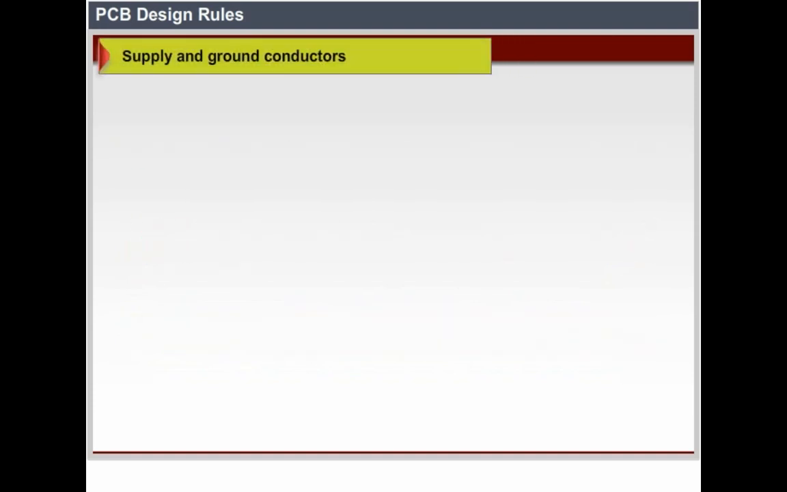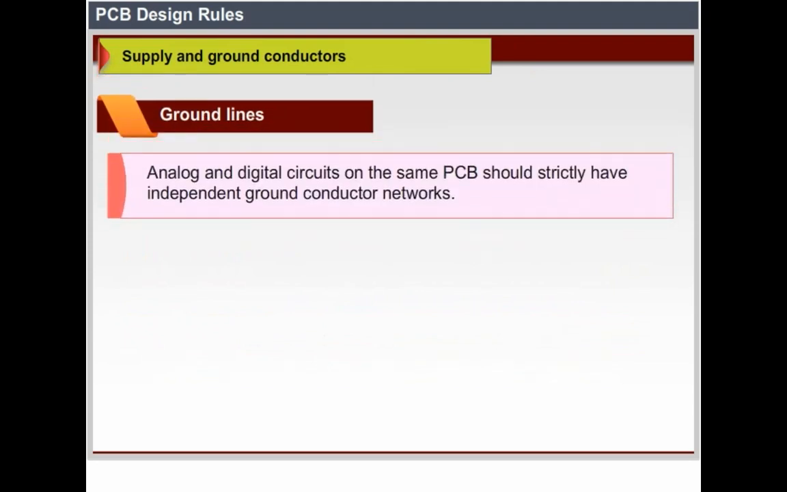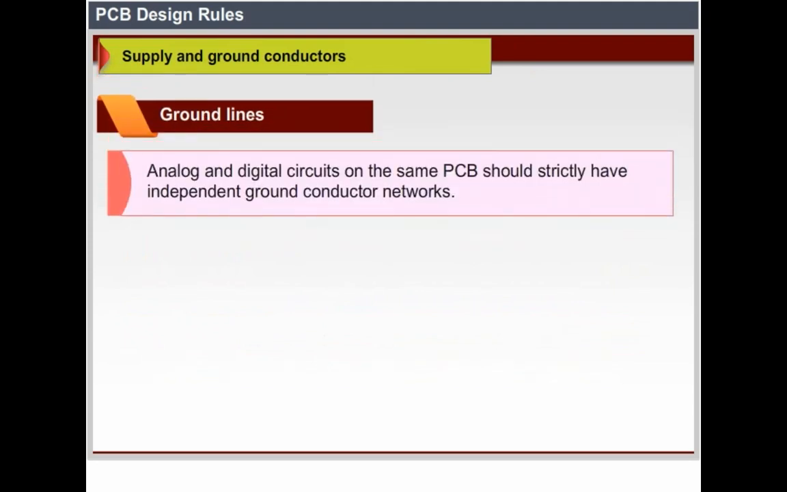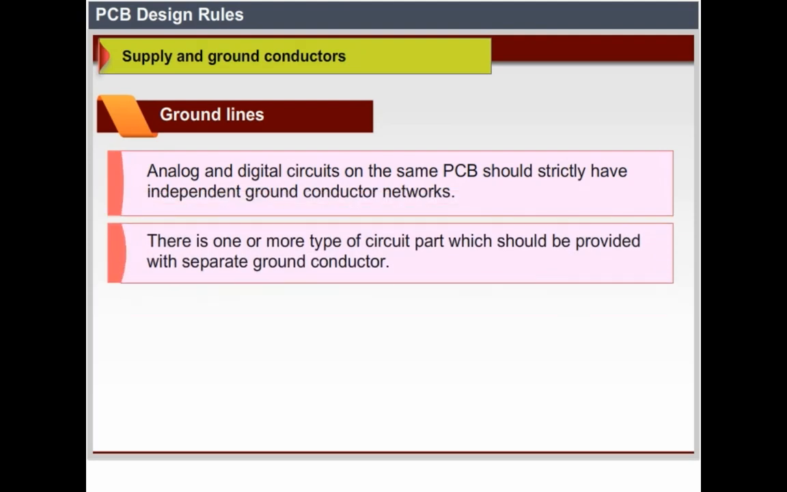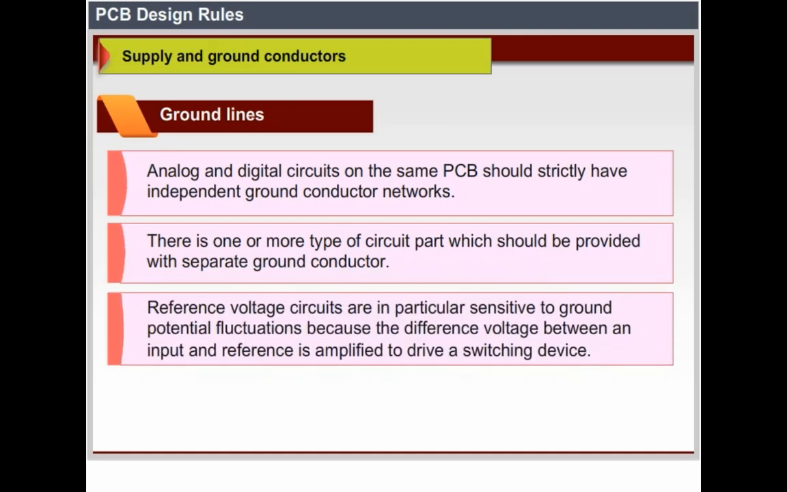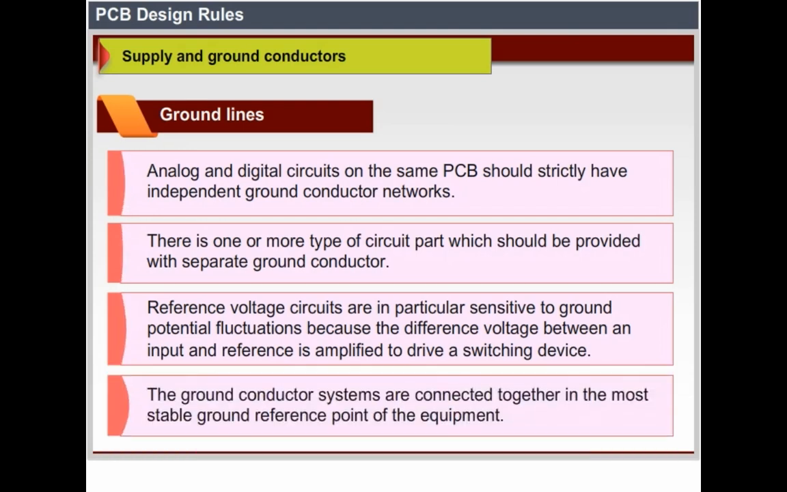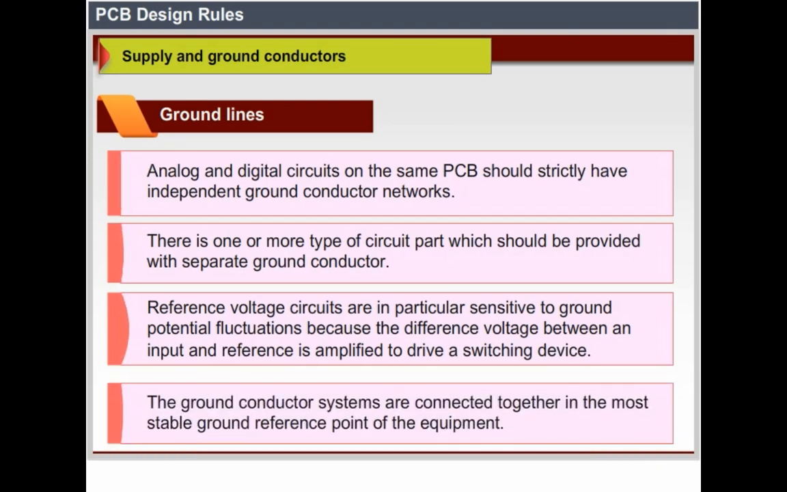Supply and ground conductors. Ground lines. Analog and digital circuits on the same PCB should strictly have independent ground conductor networks. There is one or more types of circuit parts which should be provided with a separate ground conductor. Reference voltage circuits are in particular sensitive to ground potential fluctuations because the difference voltage between an input and reference is amplified to drive a switching device. The ground conductor systems are connected together at the most stable ground reference point of the equipment.